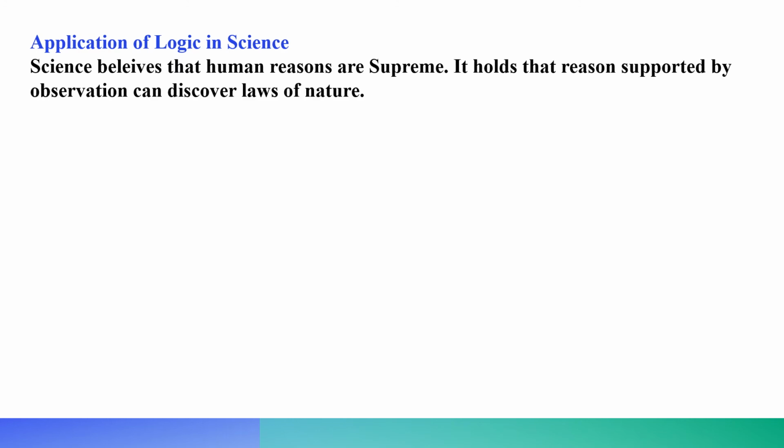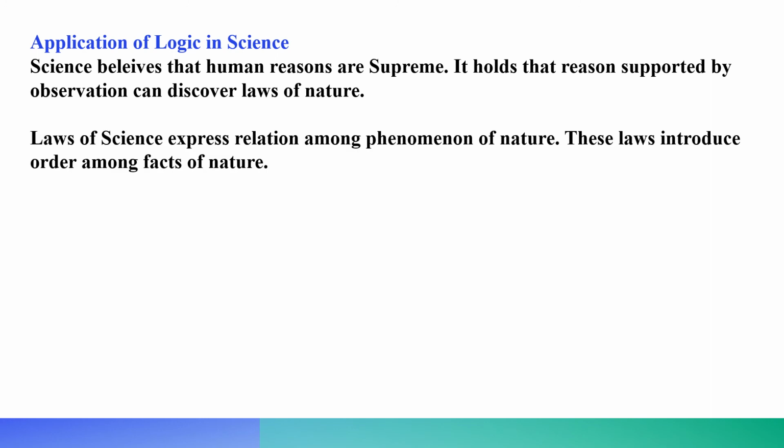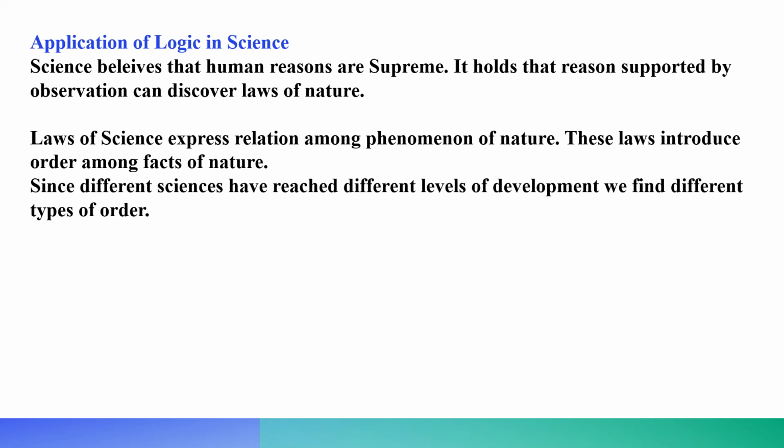Science believes that human reasons are supreme. It holds that reason supported by observation can discover laws of nature. Laws of science express relation among phenomena of nature. These laws introduce order among facts of nature. Since different sciences have reached different levels of development, we find different types of order.